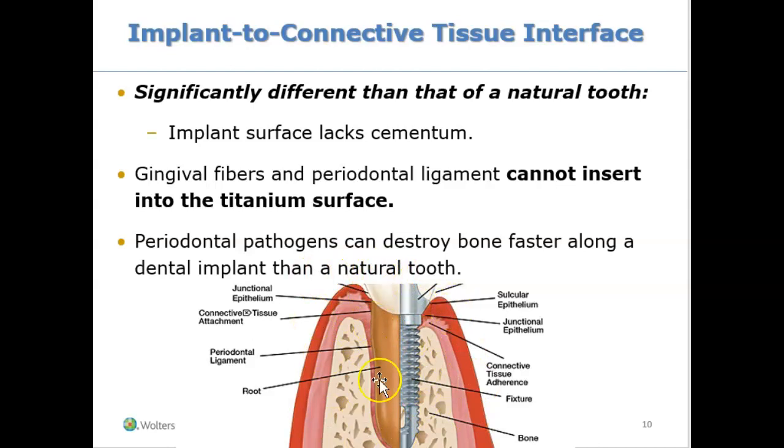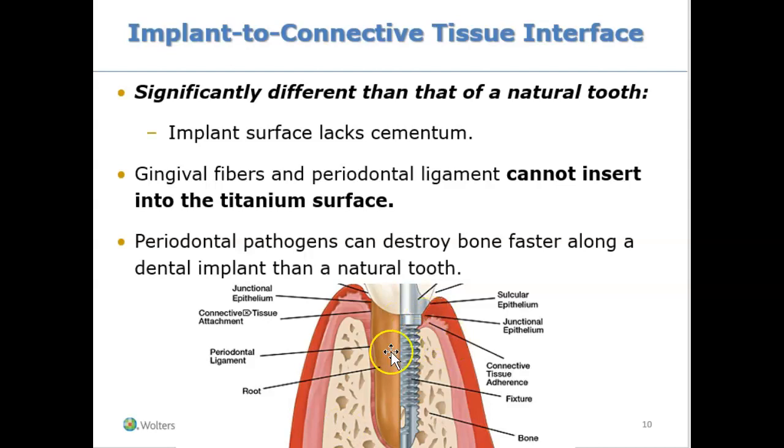Why? Well, in a natural tooth, we have the PDL, the periodontal ligament fibers, and the cementum, but we don't have cementum and we don't have the PDL helping us over here, and that's why it can destroy faster and the implant can fail. So it's so important for us to educate our clients on keeping their implant clean so that the implants can stay in the patient's dentition for a long period of time.